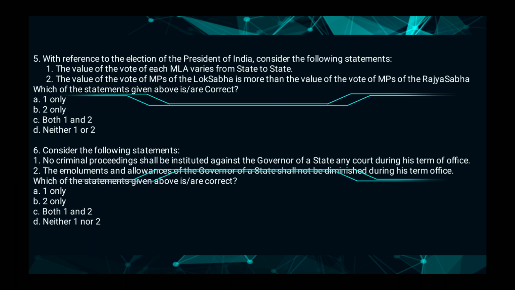The next question, question number 5: with reference to the election of the President of India, consider the following statements. Statement number 1 says that the value of the vote of an MLA varies from state to state. In this question, we have to remember the formula for the President of India's election. The value of the vote of an MLA is calculated by the formula: the total population of that particular state divided by the total number of legislative assembly seats in that particular state, into 1000.